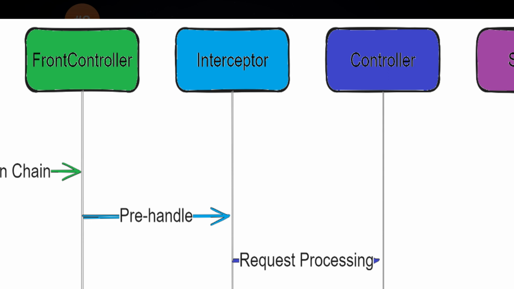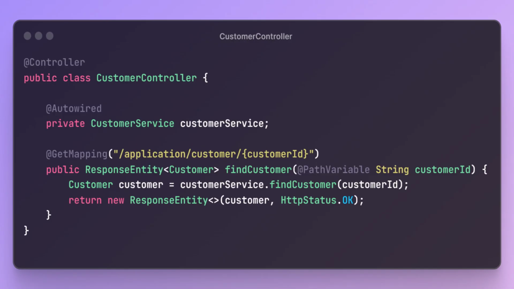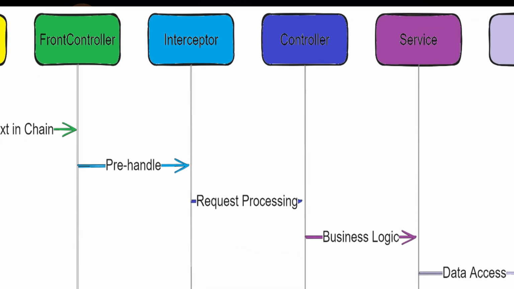Let us understand this with an example. Suppose a user has initiated a request with /application/customer and provided the customer ID in the path of the URL. If we have a controller with a method, let's say findCustomer, and it is configured to serve requests of type GET with the URL mapping /application/customer/{customerId}, then handler mapping will identify the correct controller where this mapping is present and return the correct controller object to the dispatcher servlet.